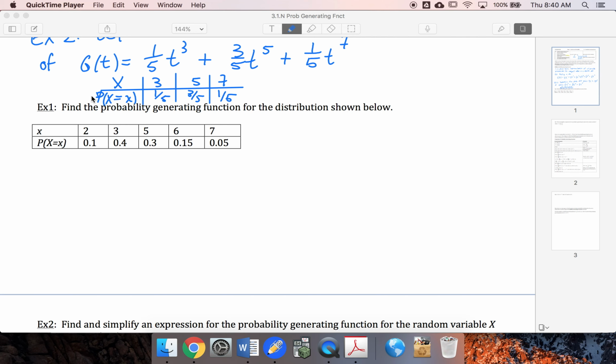All right, so let's look at the probability generating function. This one's nice and easy. So my g of t is going to be probability times t to the x power. So 2/5. And of course I could use my decimals as well.